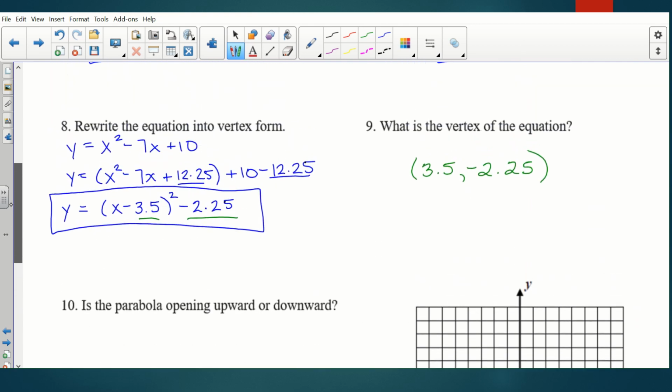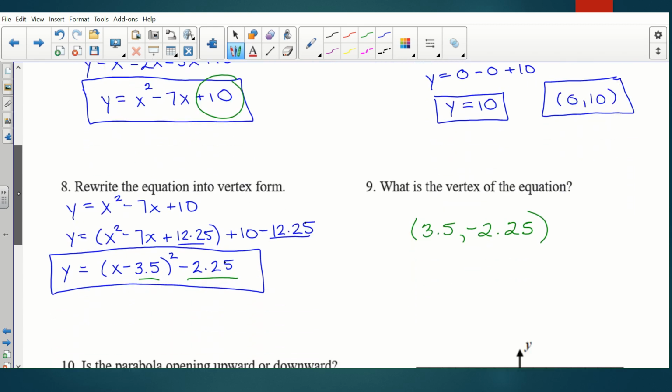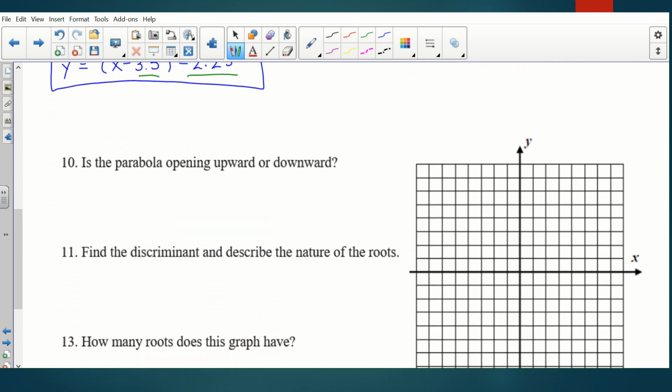What are we thinking? Looking at our standard form for the equation, that a value is a positive 1. When it's positive, we're happy, we're smiling. Our parabola is going to open up because it creates a smiley face. So positive a value.